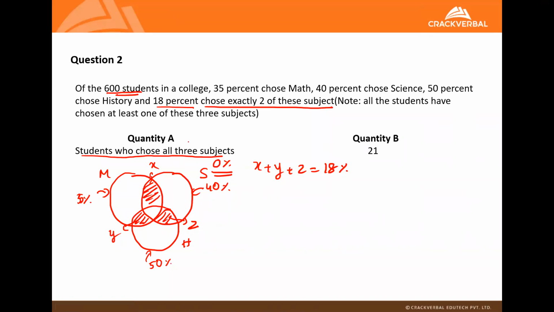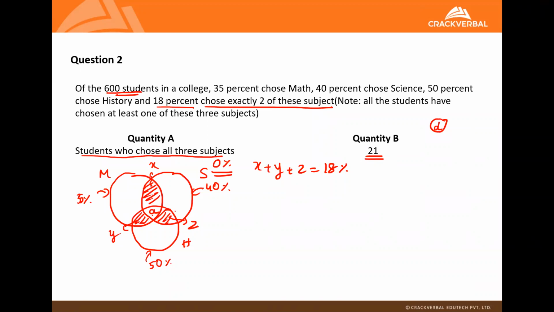Now, the question here asks me to compare students who chose all three subjects. So I need to find out this region A. And I need to compare that with 21. Now, the bigger trap here is for you to say that I have just too many variables to work with. I can't find out A, so the answer has to be delta, cannot be determined. But whenever you work with a Venn diagram, and you represent the regions with variables, it makes sense to represent all regions with variables and then try to use algebraic equations to solve. So we have this region to be X, this region overall intersection to be A, this region to be Y, and this region to be Z.